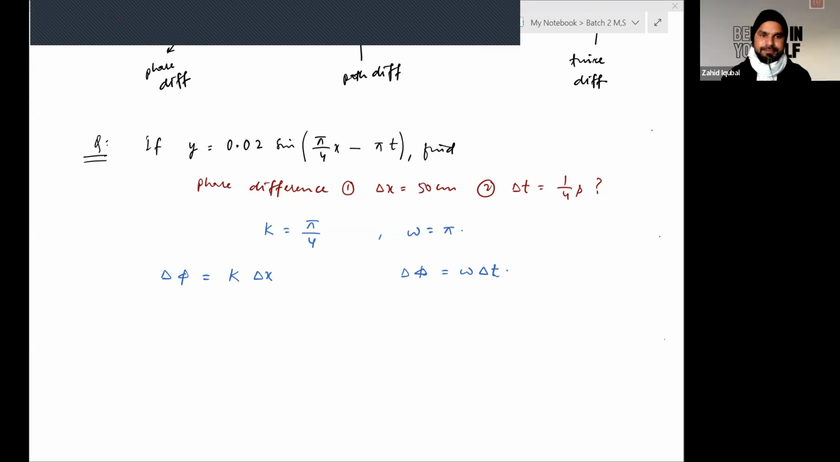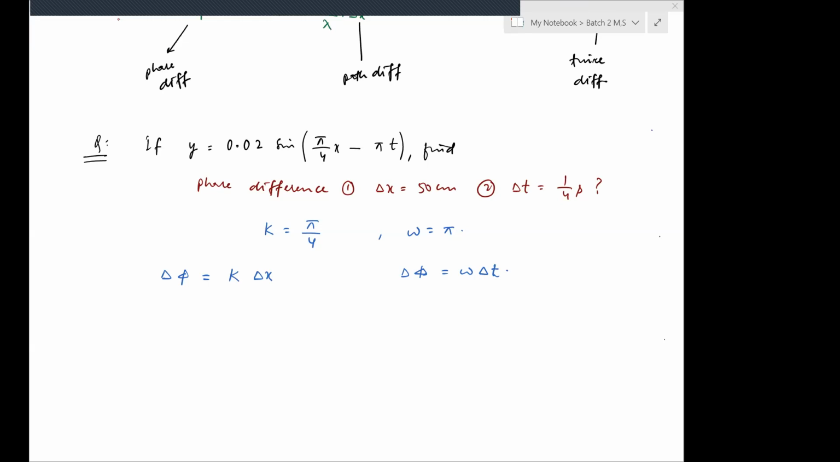Sir? Yes. Should we convert 50 cm into meter? Yes.